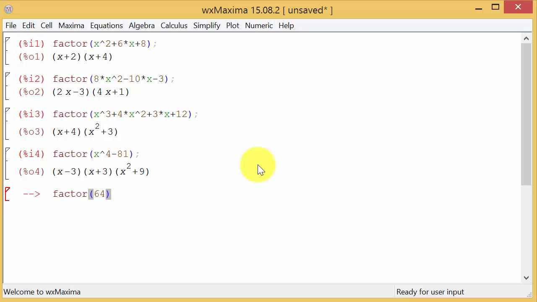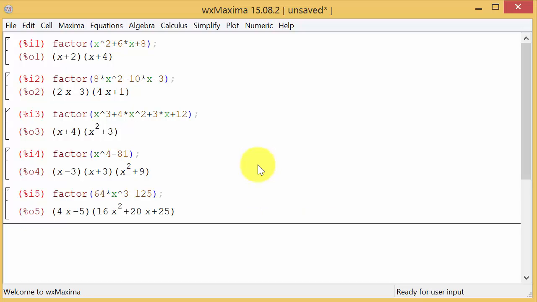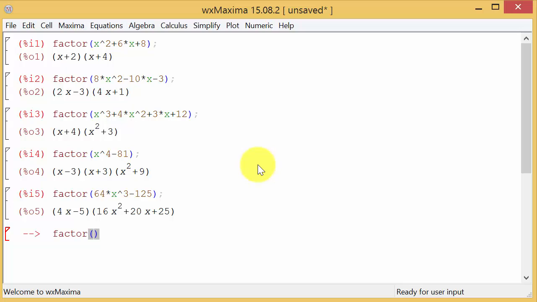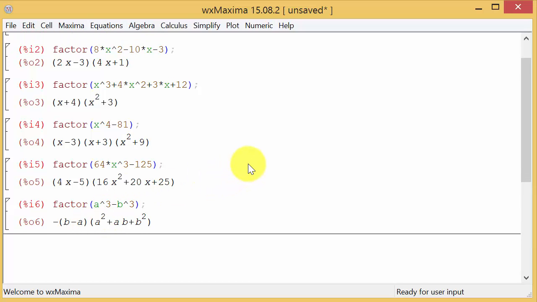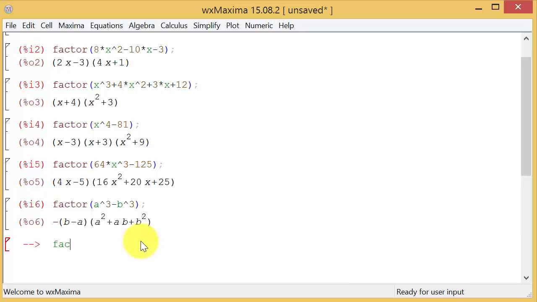Let's see, we got 64 times x cubed minus 125. And there it is, factoring the difference of two cubes. And I haven't tried it yet, but if you forget your formula, remember, sum and difference of two cubes factoring, just type it in, hit enter, and it does this. But I would take the negative, distribute that back, and you would get a minus b. Okay, all right, and then let's factor the last one.